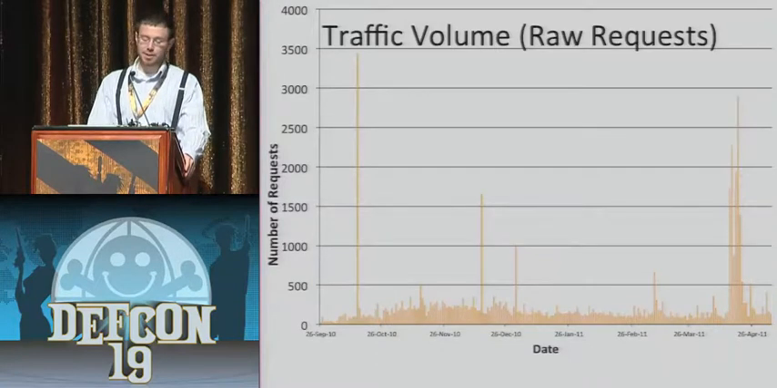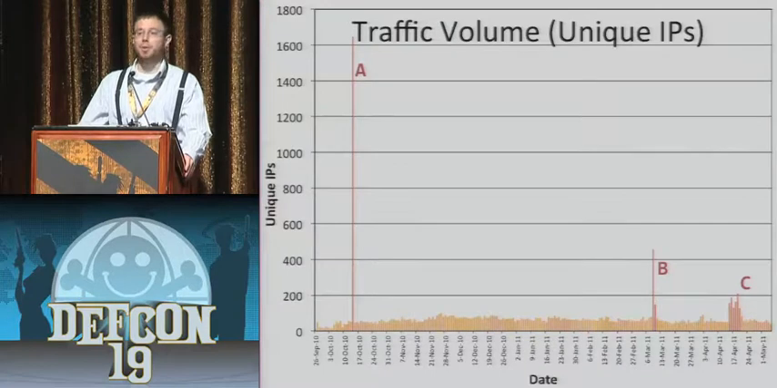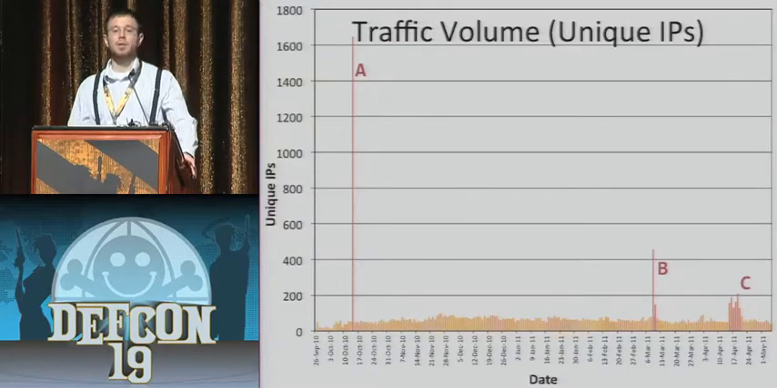So here instead is the traffic volume by unique IP address per day. Some of the peaks disappear, but others still remain. Aside from the steady stream of background noise, there are 3 major events labeled here as A, B, and C, each of these caused by bit squatting, and I will get into detail on these in the next few slides. So, what caused event A that affected more than 1,600 unique IPs on the internet?